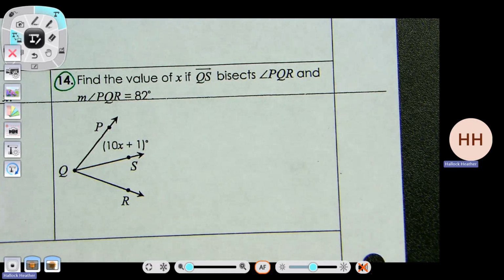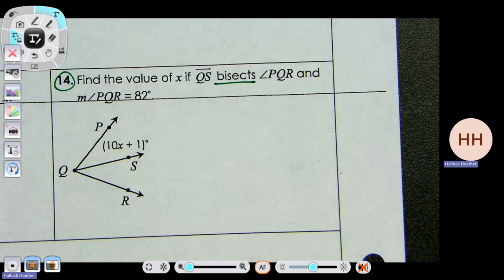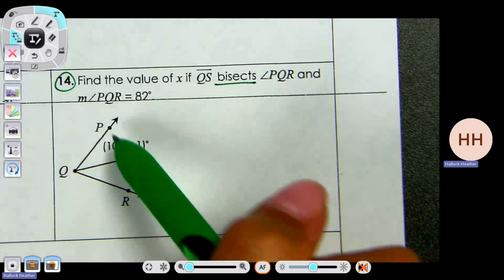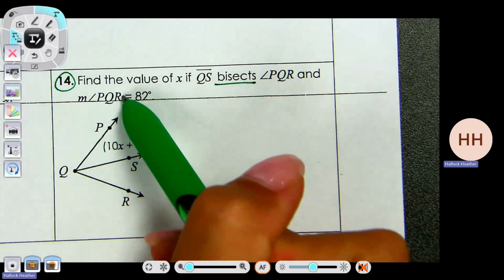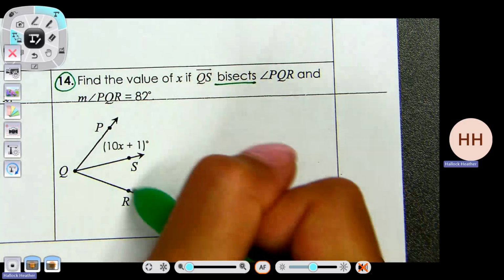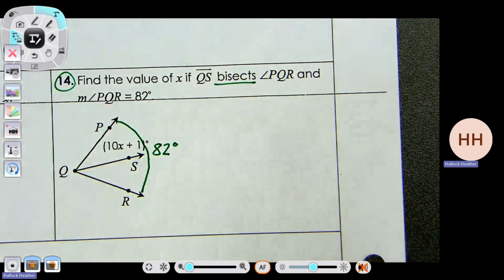Okay, 14. 14 says, find the value of X if QS bisects PQR. What does bisect mean? Cut it in half. Okay, so it crosses it and divides it into 2 equal parts. It's cutting it in half. So it bisects PQR. So this is cutting it in half. Okay, the measure of PQR is 82 degrees.